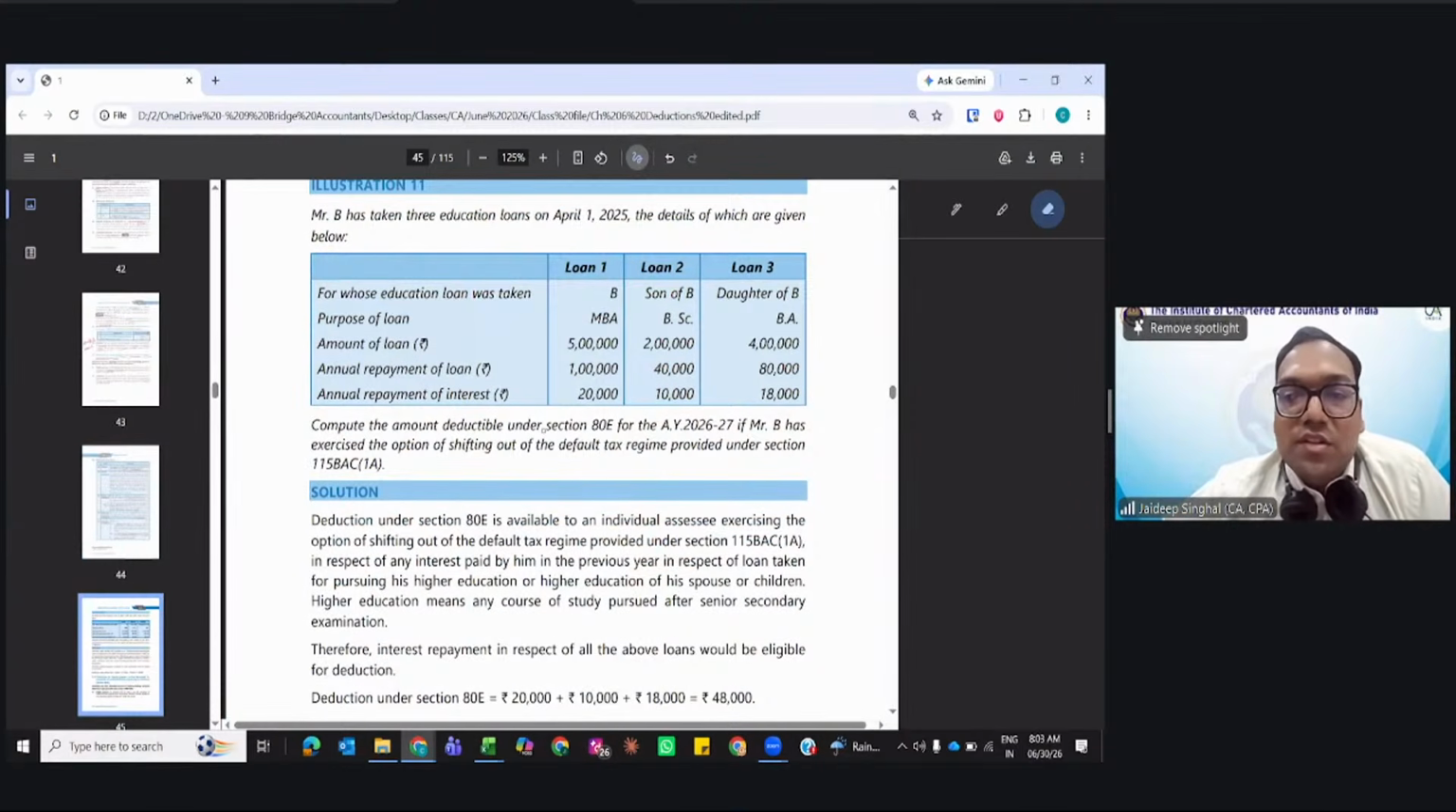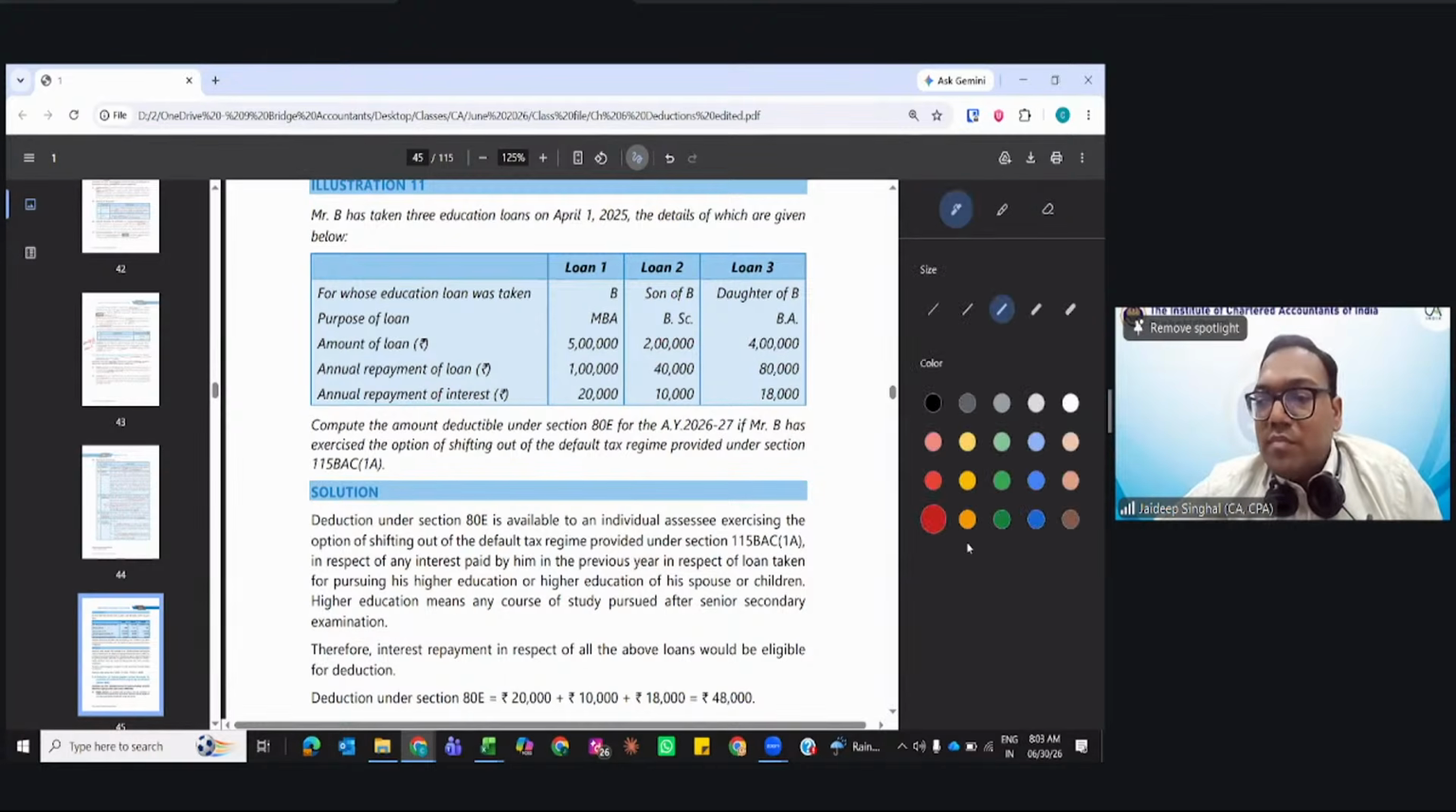Please see this question. Mr. A has taken 3 education loans. Mr. B has taken 3 education loans. For B, son of B, daughter of B, they are qualifying. We need to calculate the deduction under 80E for the old scheme. They have taken the loan for the MBA, BSc, BA, all 3 qualify. Amount of loan is 5 lakh.